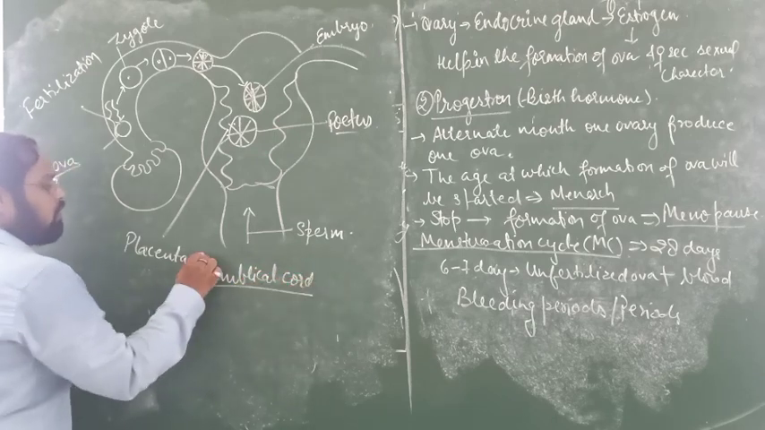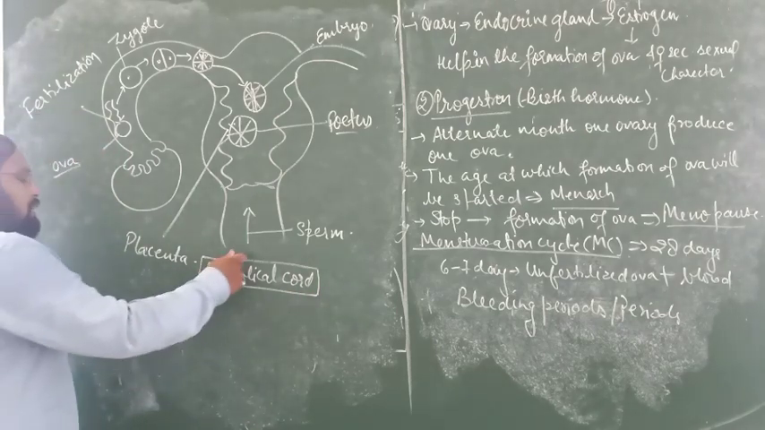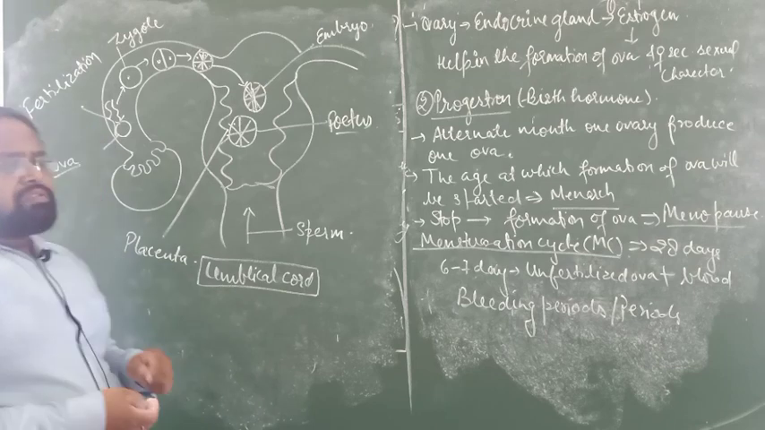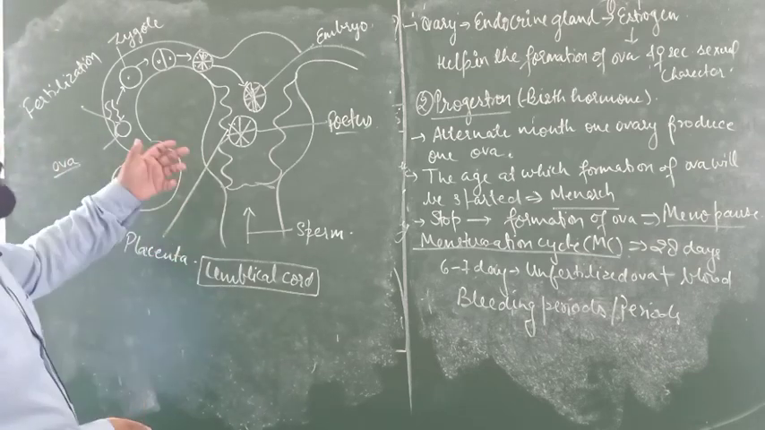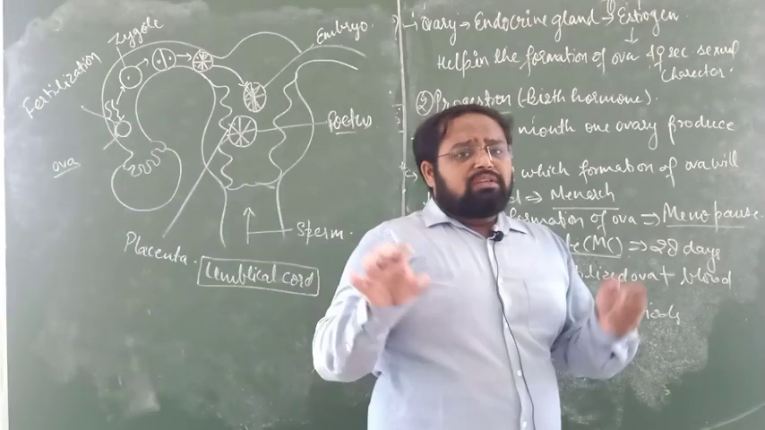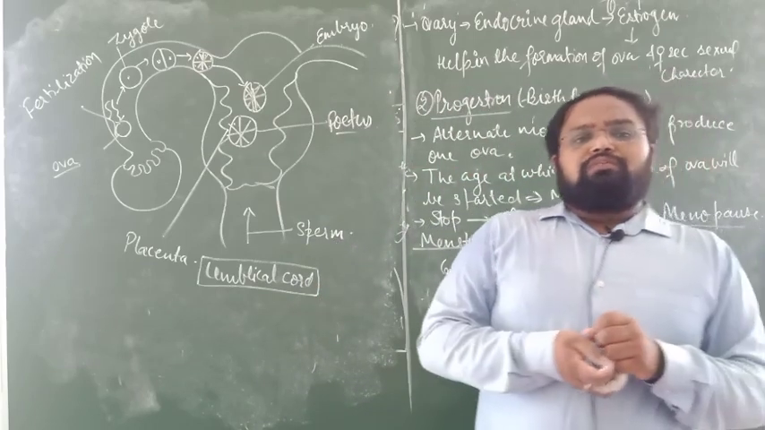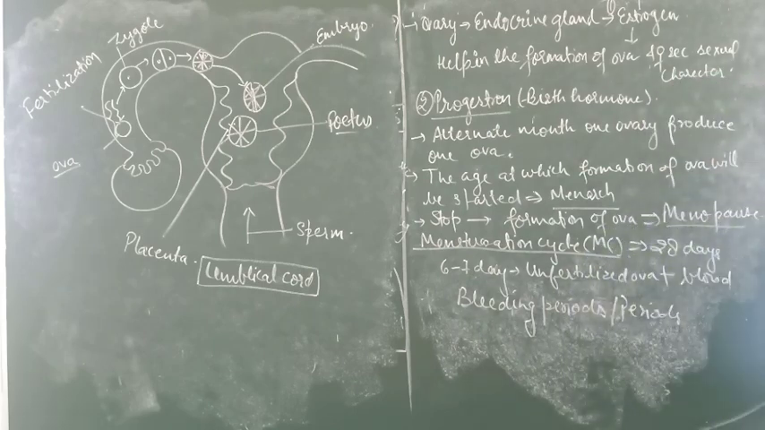This umbilical cord attaches the baby to the body of the mother, where the digested food will come into the body of the baby. Oxygen will also be transferred through this. So these are some structures where fertilization takes place. Here we discuss the sexual reproduction of human beings. You have to draw the diagram of both, because both are the most important.